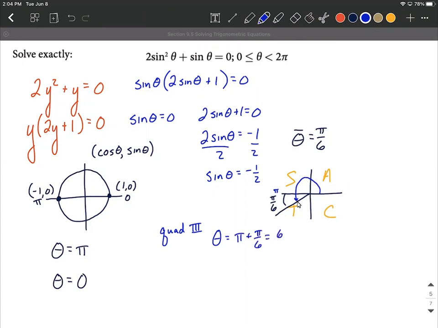Or we could rewrite that as 6 pi over 6 is equivalent to pi, plus pi over 6 would give us 7 pi over 6 by combining these fractions together over that common denominator. And again, I did replace 6 pi over 6 in for pi. 1 pi here is equivalent to 6 over 6 makes 1 pi here. All right, so that's our quadrant 3 angle that's going to have a negative sign. We also need a quadrant 4 angle. So to get that, I'm going to, again, use that pi over 6 as a reference angle in the fourth quadrant.